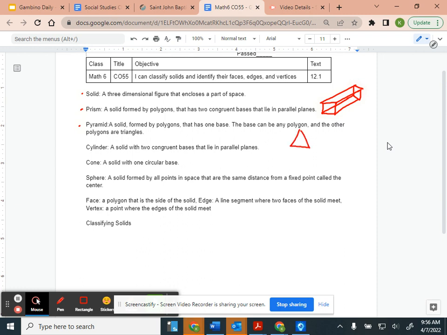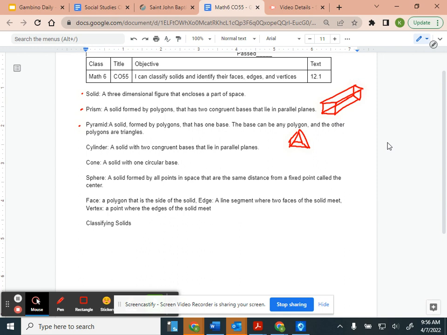Let me start this way. If I have a square on the bottom, it's triangles coming up from that square. It doesn't have to just be a square. It could be a triangle on the bottom. It could be a rectangle on the bottom. It's a pyramid if it's triangles that come up from that polygon on the bottom.